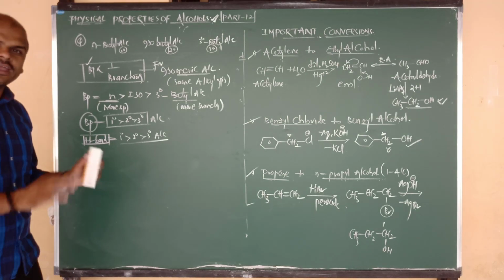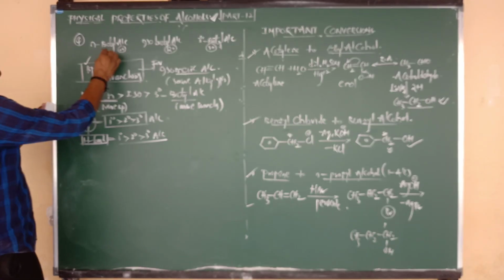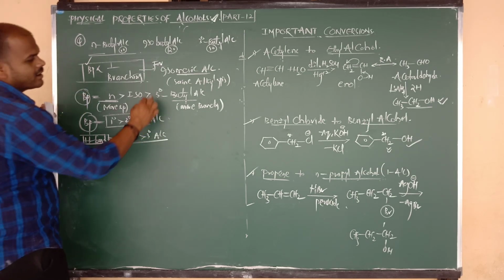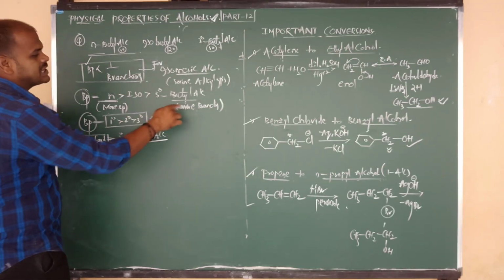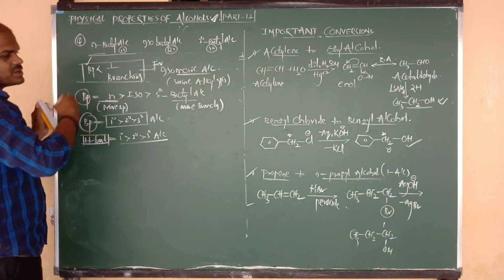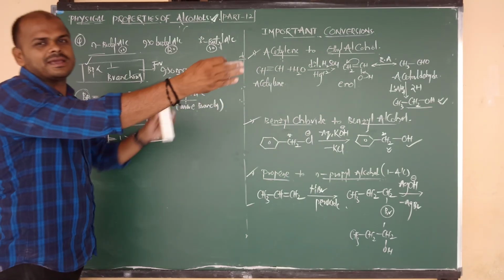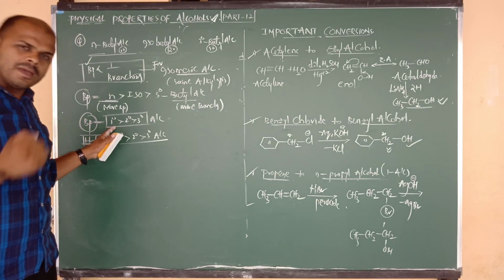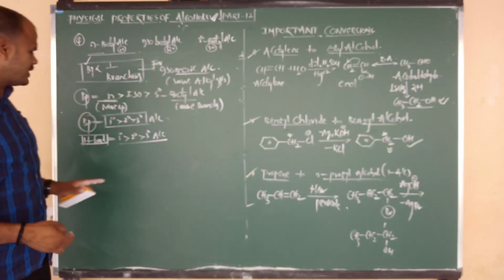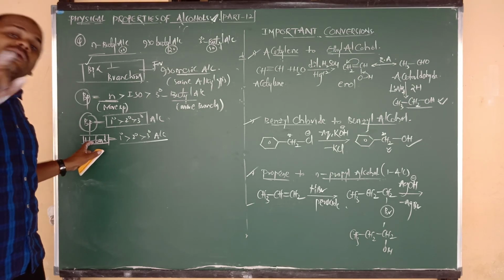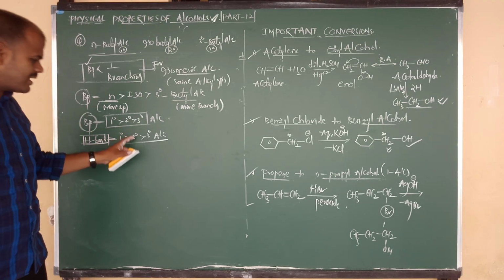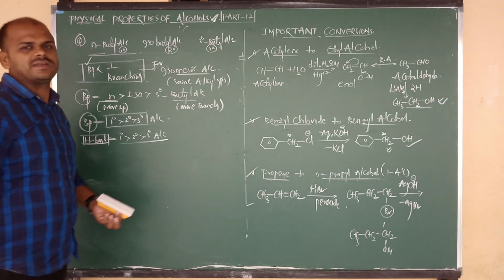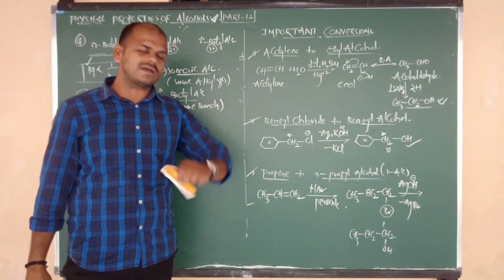I hope you understand about the boiling point. Once again, in butyl alcohol, there is no branching. No branching means more boiling point. Tertiary butyl alcohol has more branches. More branches means less boiling point. So as the branching increases, the boiling point decreases. What is the order of boiling points? Primary greater than secondary greater than tertiary alcohols. What is the order of hydrogen bond formation of alcohols? Primary greater than secondary greater than tertiary alcohols. So this is the information about the boiling points of alcohols.